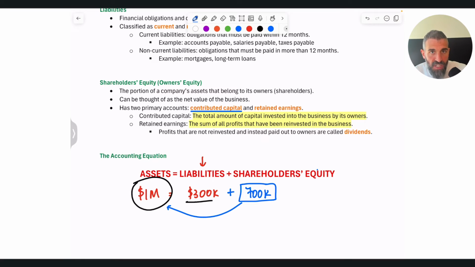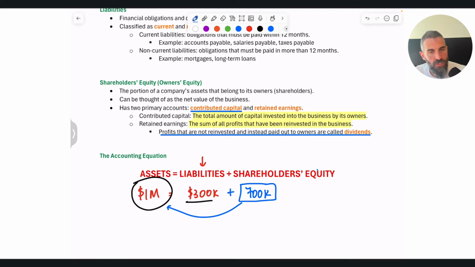It was retained by the company. Earnings is just another way of saying profit. And remember that profits that are not reinvested are called dividends. Those do not end up in your retained earnings. So you see, the more dividends we pay out, the less the company is worth.